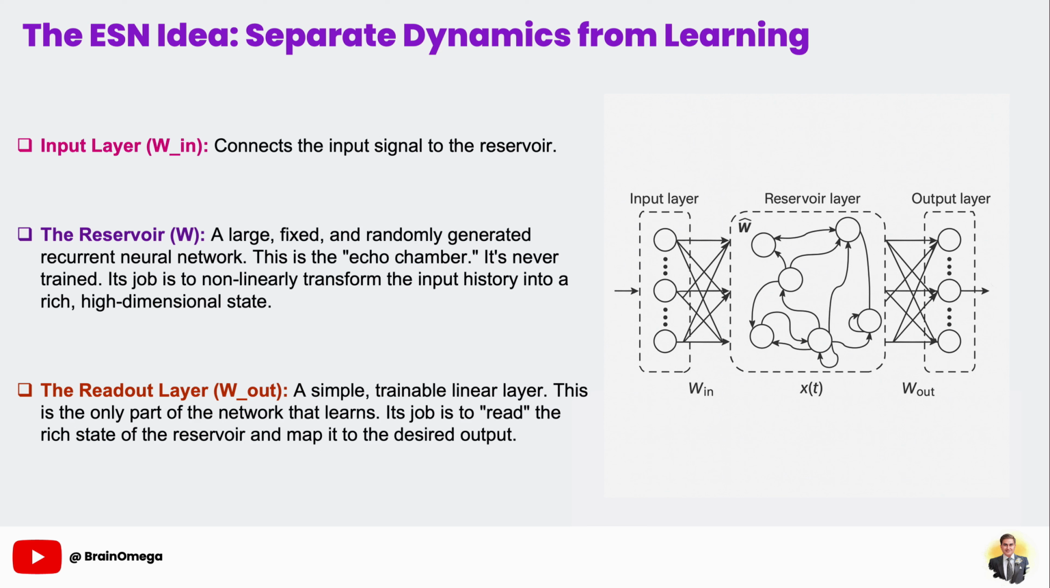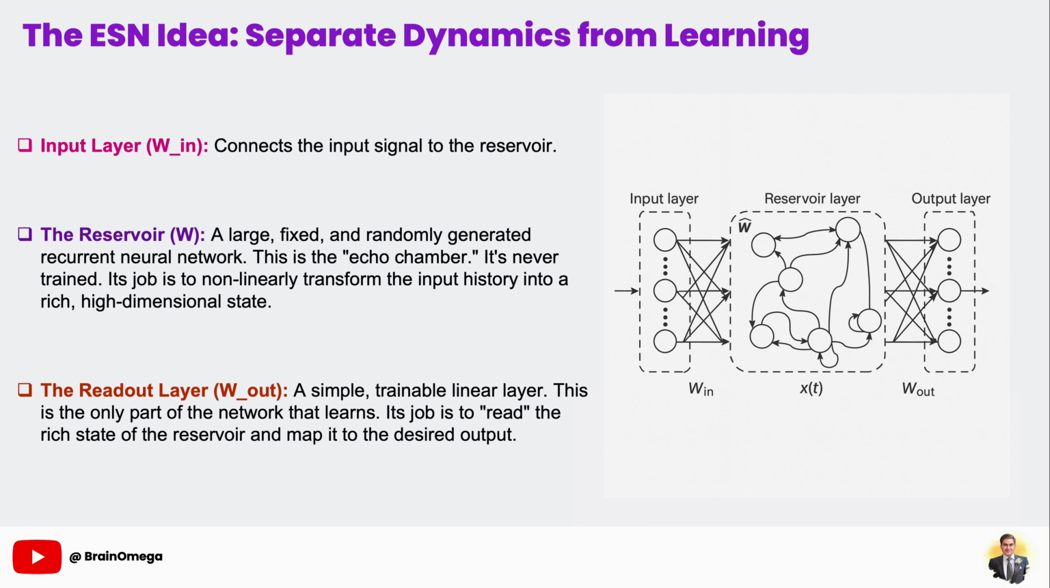Its sole purpose is to act as a high-dimensional, nonlinear echo chamber. When an input signal enters, it causes complex reverberations or echoes throughout this reservoir. The state of the reservoir at any moment is a rich, dynamic reflection of the recent history of the inputs it has seen. Finally, we have the readout layer. This is a very simple linear layer, and it's the only part of the entire system that we train. Its job is to look at the incredibly complex and high-dimensional state of the reservoir's neurons and learn to map that state to our desired output.